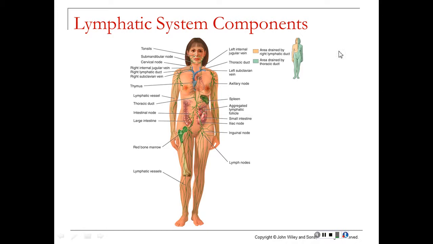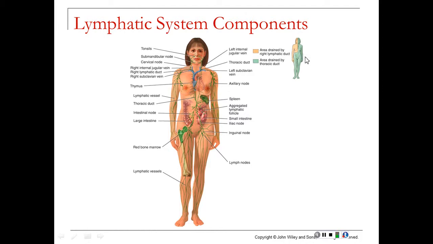Let's look at this little tiny diagram up here, and you can see that just this upper right quadrant of the body, the right arm, right thoracic cavity, and right side of the head, is drained by something called the right lymphatic duct. The right lymphatic duct is right here, and it's going to dump into this right brachiocephalic vein, which leads to the superior vena cava.